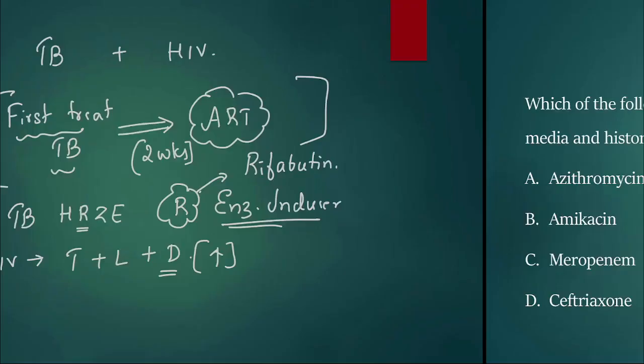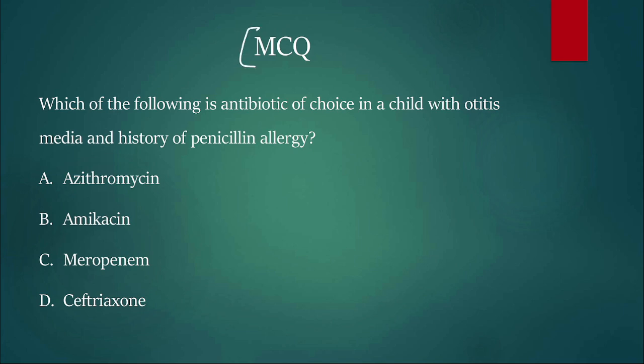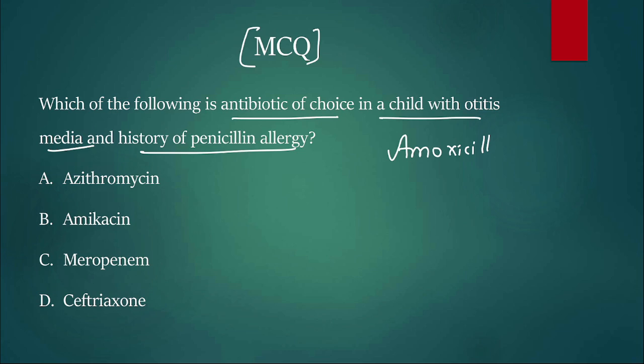Okay. Let me move on to the next question. A simple one. Which of the following is the antibiotic of choice in a child with otitis media and history of penicillin allergy? Otitis media is nothing but the infection of middle ear, usually by the bacteria or virus. And the drug of choice will be usually amoxicillin. And if it doesn't work, if there is pus, we use clavulanic acid.